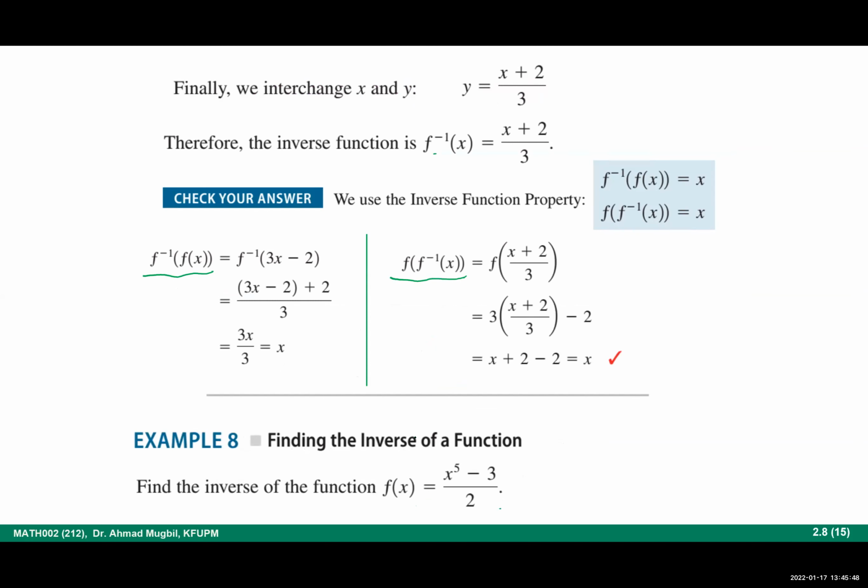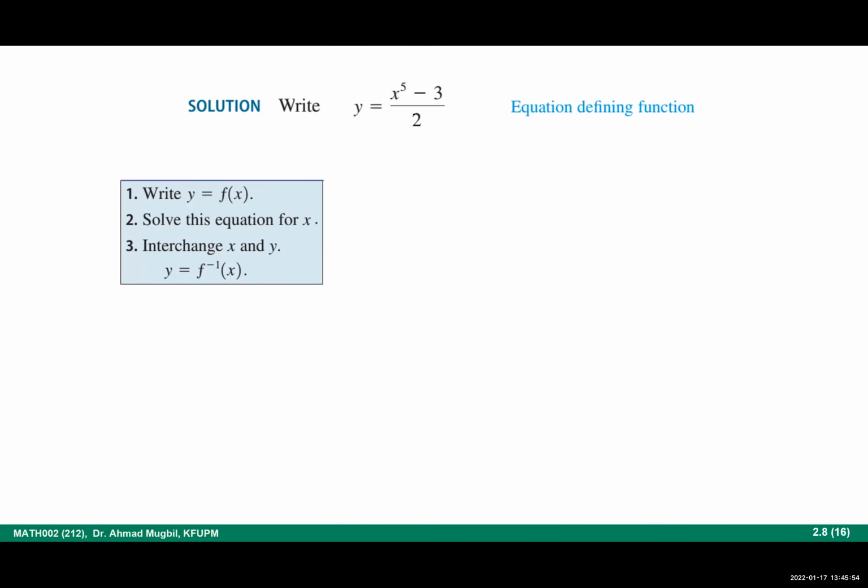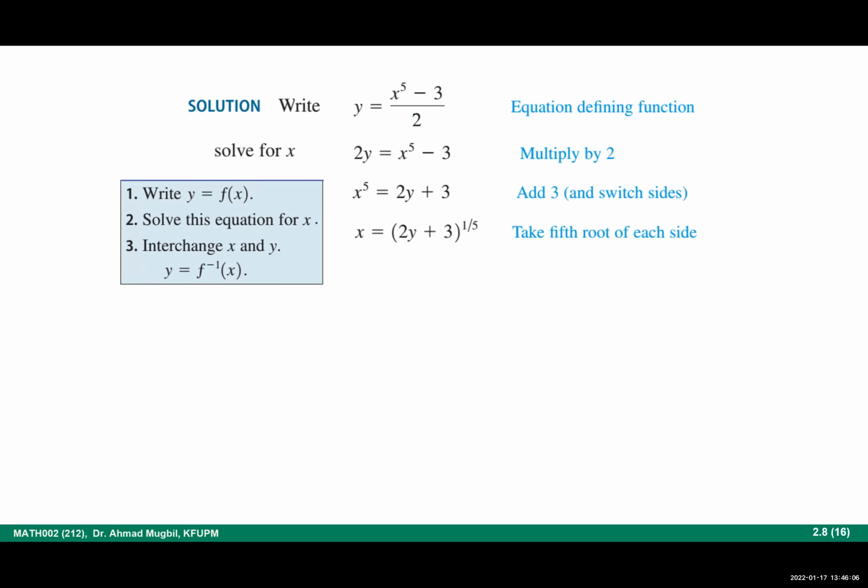Find the inverse of this function. Again, the same way, you will replace f of x by y. Then you will solve it for x. Multiply both sides by 2. Then add 3 to both sides. Then what? Take the 5th root of both sides, or raise both sides to the power of 1 over 5. Now interchange. Now you have the inverse.